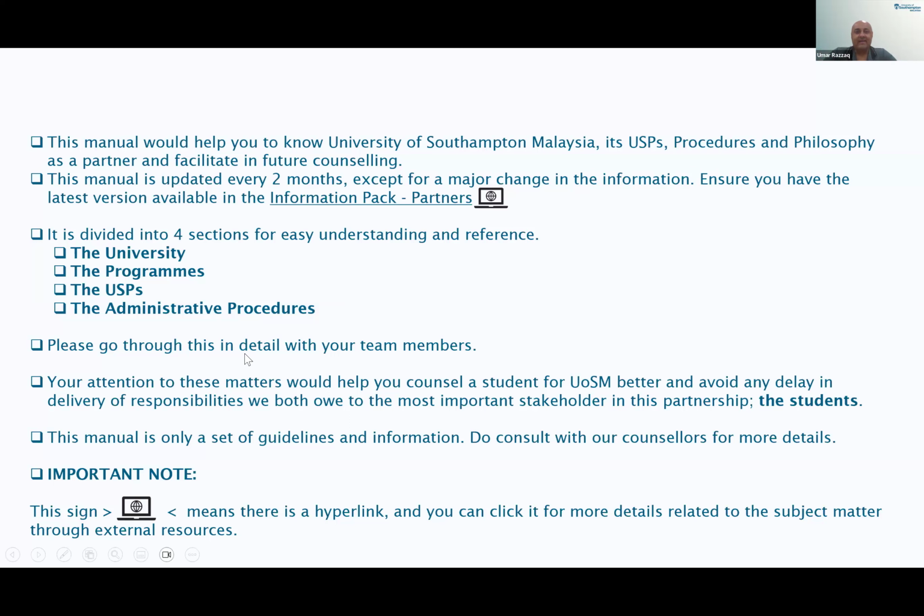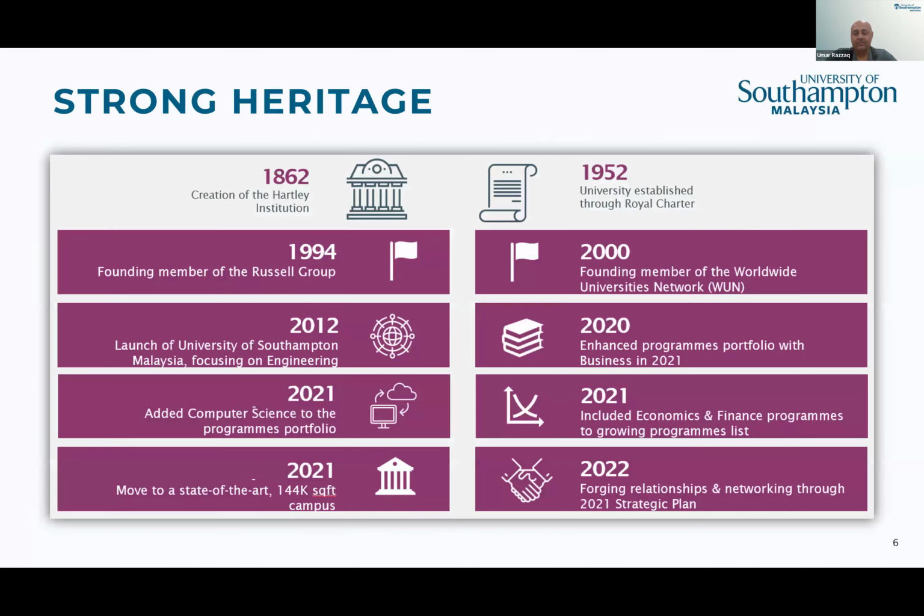So this is divided into four sections: university, programs, the USPs, and administrative procedure. It is very self-explanatory, very detailed. So we'll go through it one by one in brief to make sure that you understand, or you're able to read this in your own time.